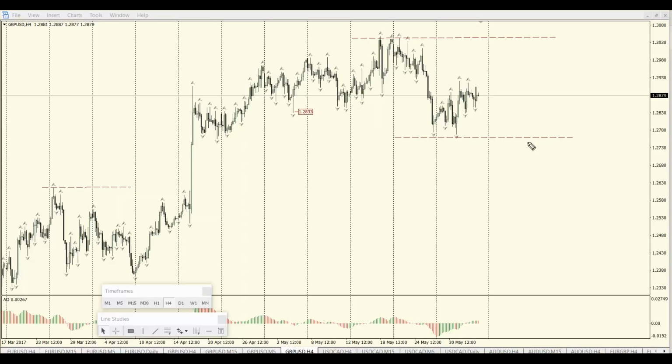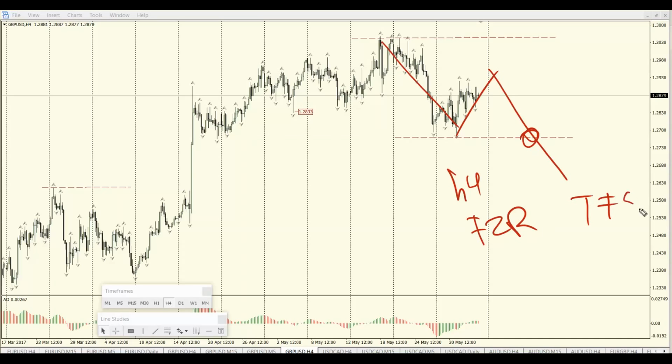So this reference point, if it's broken, then we have H4 FZR down, and after this reference point I will start using my trend following trading system. And this reference point, once it's broken, then we will proceed with the trend up of H4 and D1. So after that reference point is broken, I will also start using my trend following trading system.